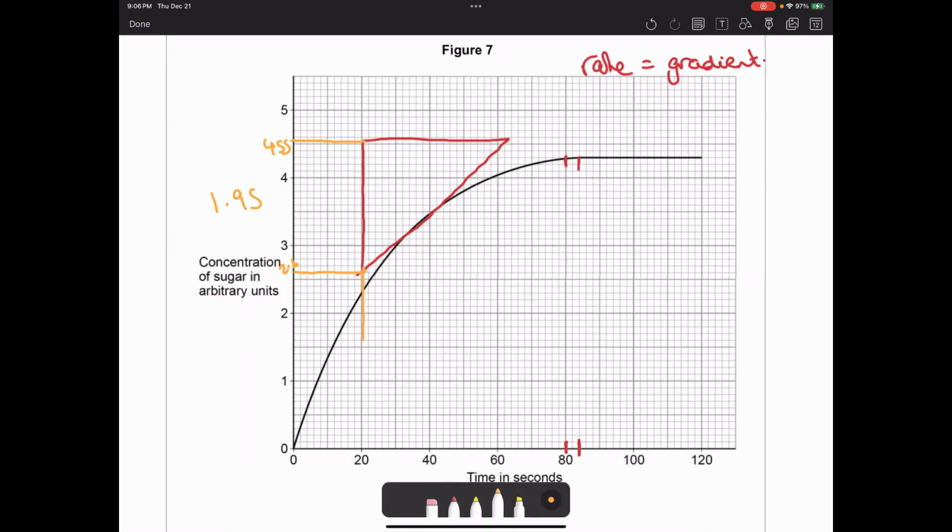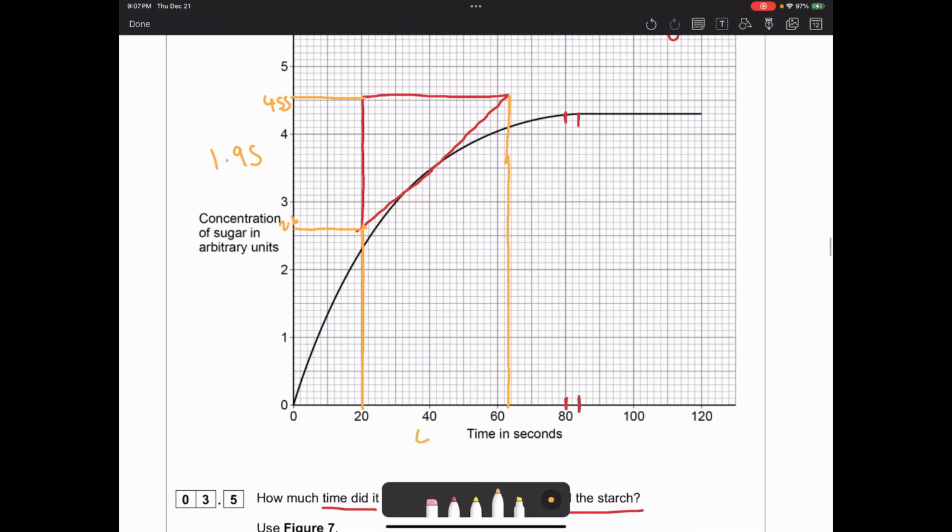On my x-axis, I've gone from 20 seconds and I've drawn it to about 60, probably about 60. Obviously you guys would do it with a ruler, be much more accurate. I've probably got to about 63. So I've gone 20 to 63, so therefore my change is 43.